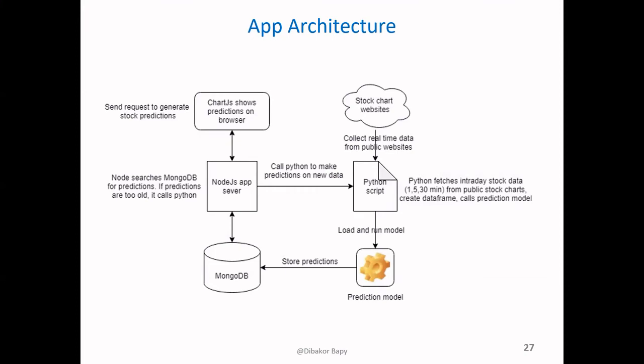Then it processes the data, creates a data frame, and passes the data frame to the model. The model creates a prediction and stores it in MongoDB. Node.js picks up the prediction and serves the user with the prediction on a chart. So at the end, the user gets a prediction chart.